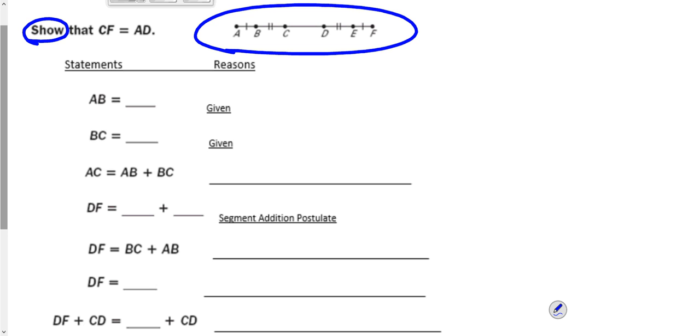We don't have any written down word for word given information, but we do have this diagram that shows us some different segments are congruent with one another or equal to one another. So AB equals what? Well, here's AB. The other segment with a single congruent tick mark is EF. So we know AB equals EF, and that's given. If we look at BC, BC has 2 tick marks. The other segment with 2 tick marks is DE. So BC equals DE. That's also given.